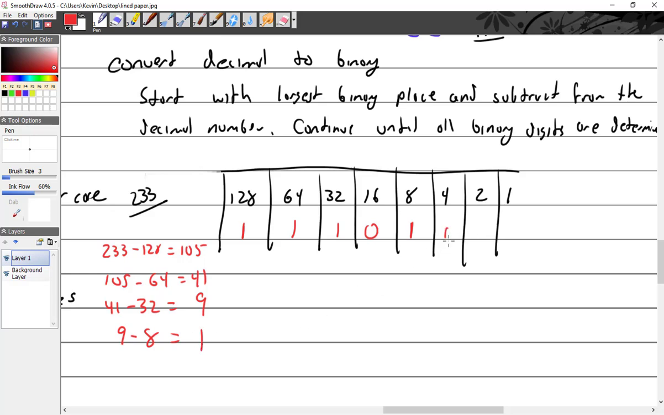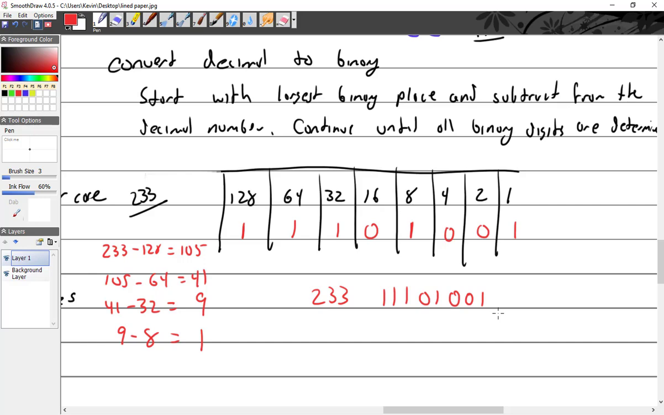So does 4 go in there? Nope. 2 go in there? Nope. 1? 1 does. So 233 as a binary is 11101001. Yeah. So if the number is bigger than all those, just go to 256.